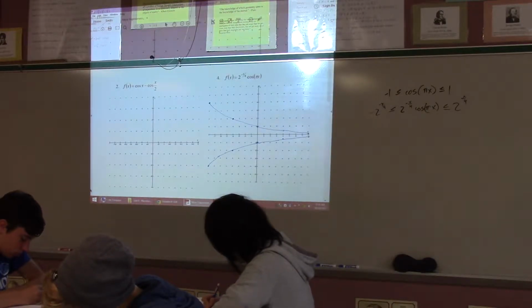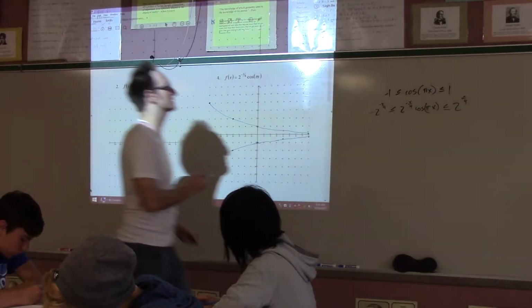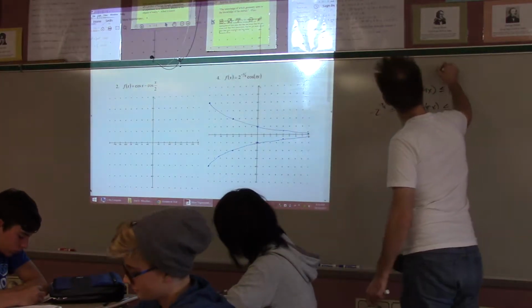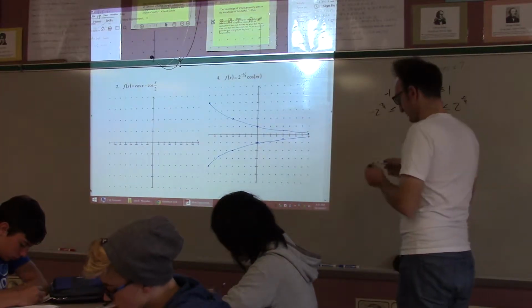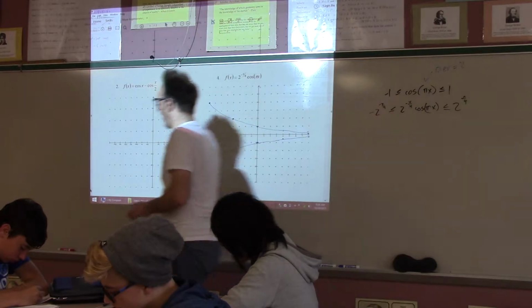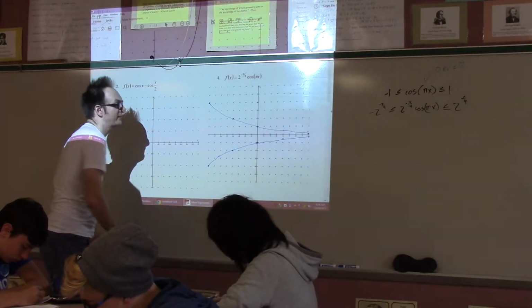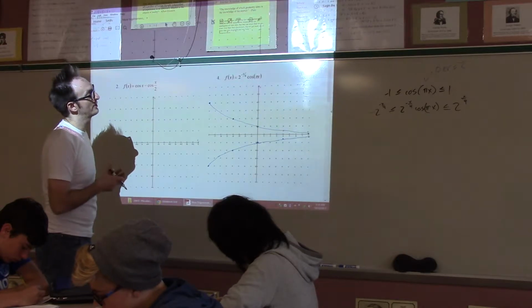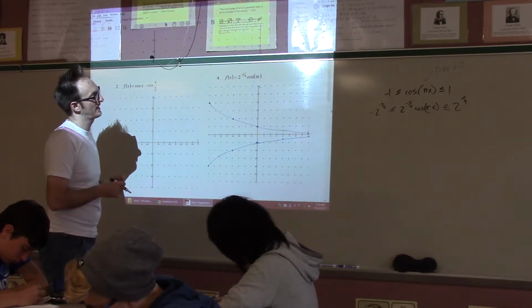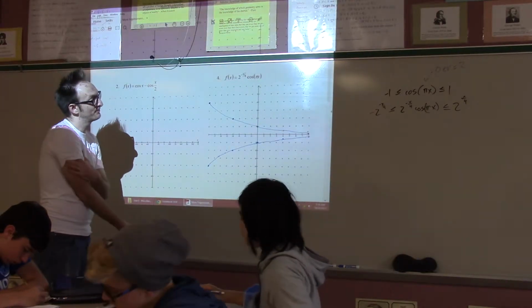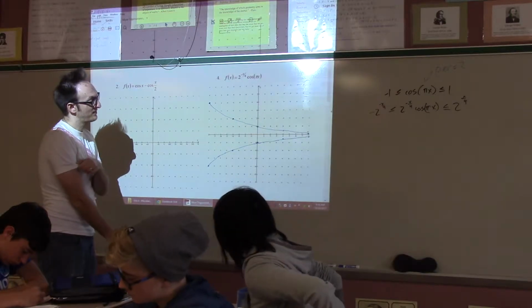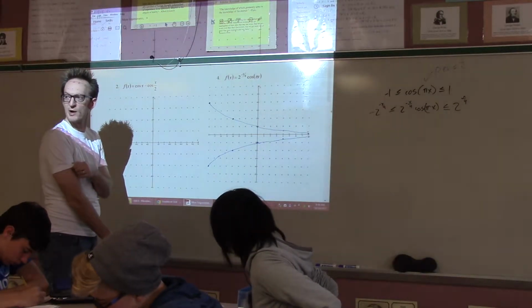Furthermore, cosine pi x has a period of what? 2. Yeah, that's true. The graph itself then is going to be like cosine, right? So when's cosine 0? At the halves, cosine will be 0, I guess, right?